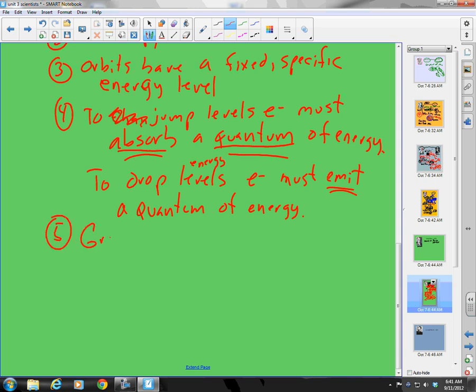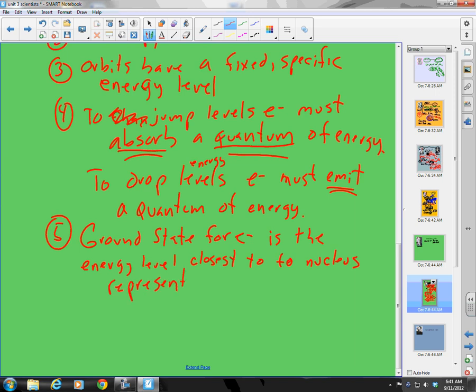And finally, he defines something called the ground state. The ground state for an electron is the energy level closest to the nucleus, representing its lowest possible energy. Okay, that is the ground state of an electron.